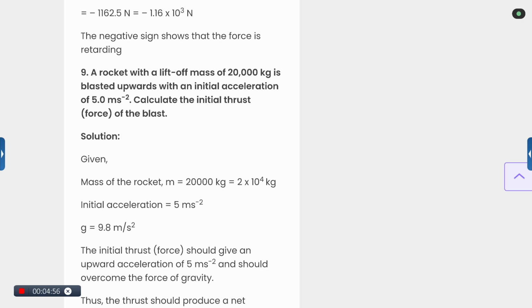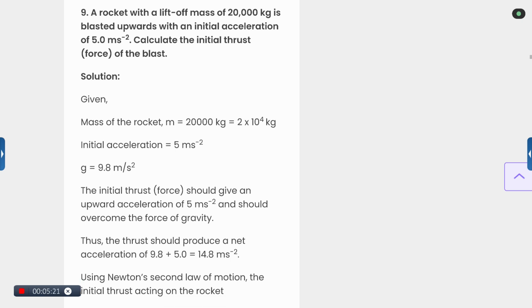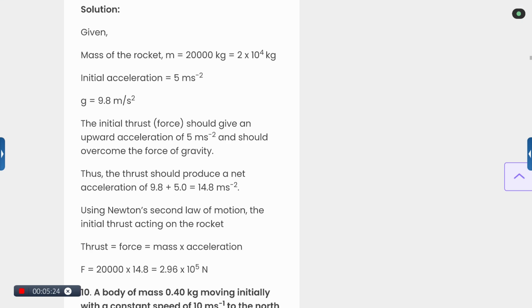What do you mean by thrust? Thrust is another word for force. Not only here, in one more chapter coming in the second volume, there also we are mentioning thrust. So listen here, how to do it. Calculate the initial thrust. The rocket is blasting, so what is the initial force? That's the question. Shall we do the solution?